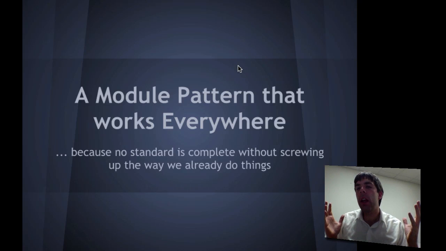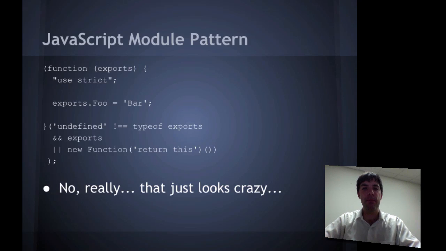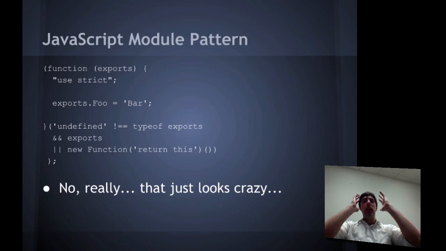Why is it so complicated? Because no standard is complete without screwing up the way we already do things. Okay? So, first of all, this is the pattern. And yes, that is the pattern. This is the only way to write a module that is going to be able to work in the browser as well as in CommonJS and in Node.js and with package managed systems, etc.